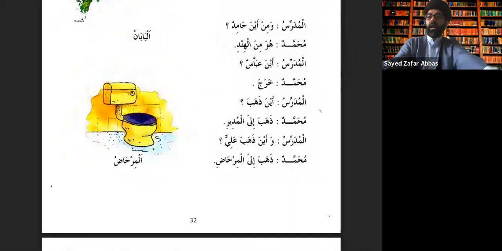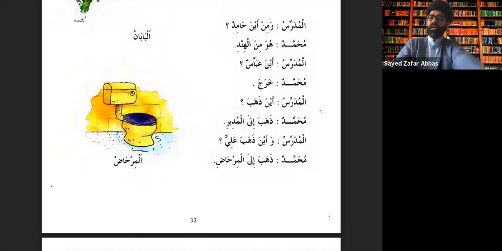Al-Mudarris: Ayna Abbas? Where is Abbas? Muhammad: Kharaja. He went out, or he left. Al-Mudarris: Ayna dhahab? Where did he go? Where has he gone? Muhammad: Dhahaba ila al-mudir. He has gone to the principal, or he went to the principal.